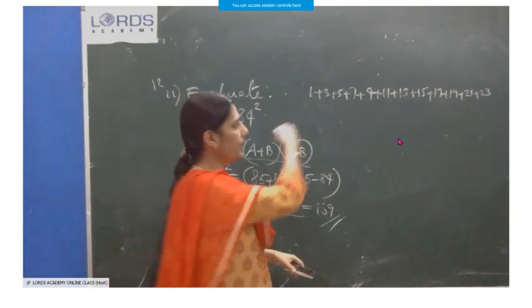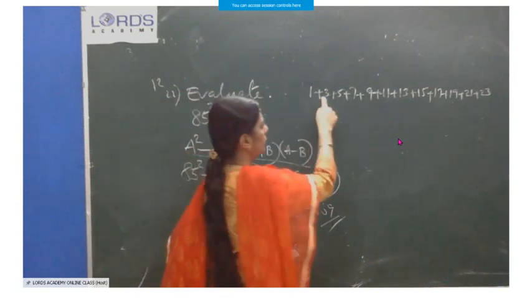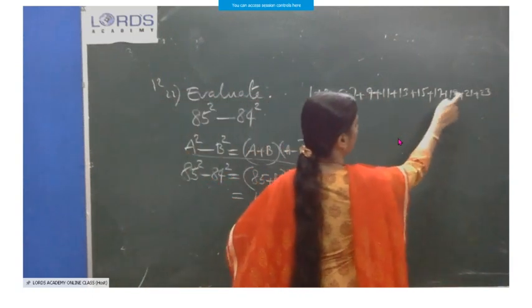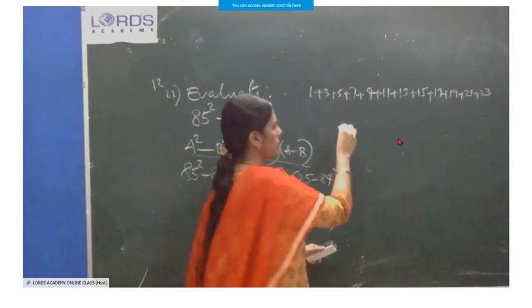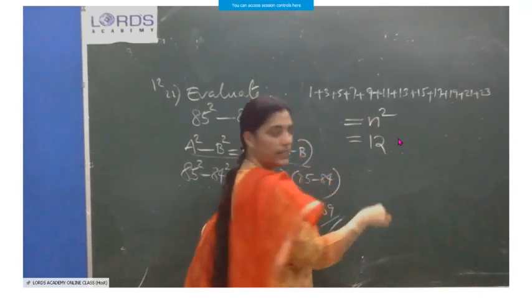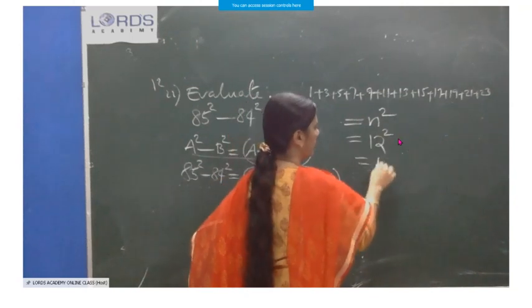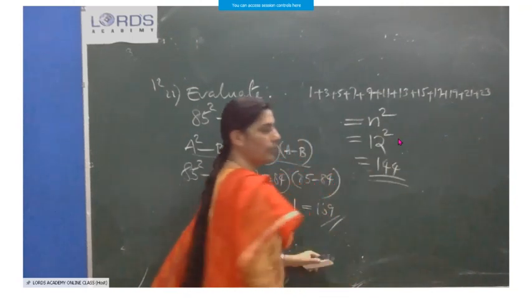What is the formula? How many terms are there? You count, that you have to do. How many terms are there? 1, 2, 3, 4, 5, 6, 7, 8, 9, 10, 11, 12. 12. So the answer is n square. N means here 12, the number of terms. 12 square. The answer is 144.